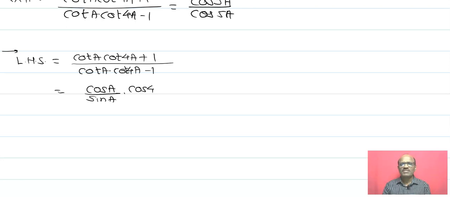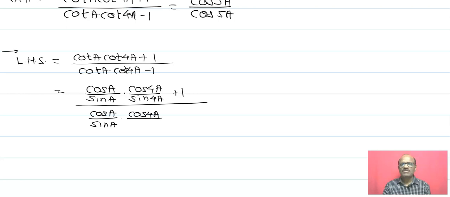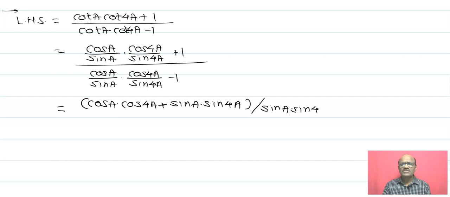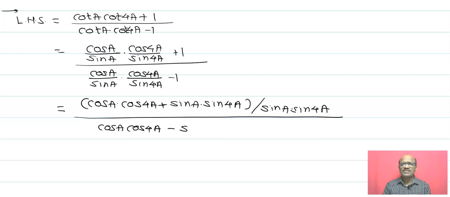Cos of A upon sin of A, and cos of 4A upon sin of 4A minus 1 upon cos of A upon sin of A, cos of 4A upon sin of 4A minus 1. Now simplify this. That is cos of A cos of 4A plus sin of A into sin of 4A divided by sin A into sin of 4A. Now see this denominator, cos of A cos of 4A minus sin of A into sin of 4A, bracket complete, and the whole divided by sin A into sin of 4A.